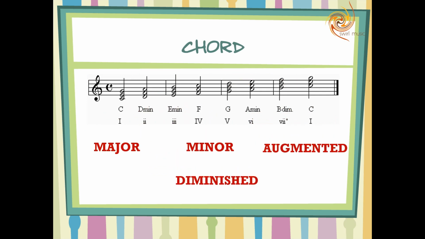A major chord will consist of the root, third, and a fifth above. A minor will have the root, a flattened third, and a fifth. A diminished will have the root, a flattened third, and flattened fifth. An augmented will have a root, a third, and a sharpened fifth.